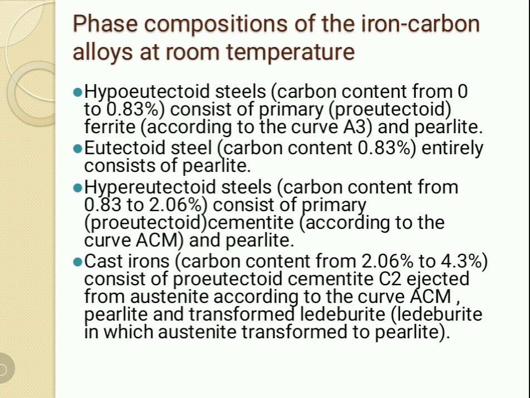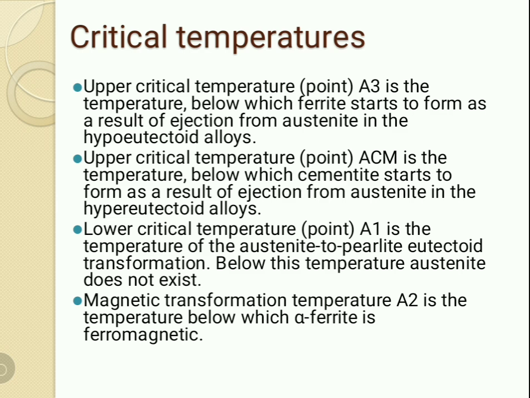The second critical temperature is called ACM, the temperature below which cementite starts to form from austenite as a result of rejection from austenite in the hypereutectoid alloys. Then the next is A1, the temperature of the austenite to pearlite eutectoid transformation. Below this temperature austenite does not exist. Again, the magnetic transformation temperature A2 is the temperature below which alpha ferrite is ferromagnetic.